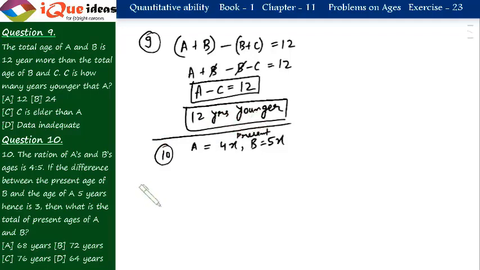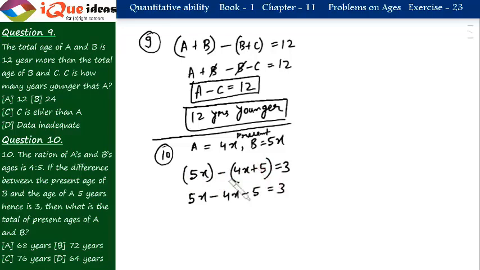Alright. Now the question says the difference between the present age of B, that is 5x, and age of A 5 years hence. Present age of A is 4x, so 5 years hence it will be 4x plus 5, and their difference is equal to 3. Solve this. So 5x minus 4x minus 5 equal to 3. So we get x equal to 5 plus 3, that is 8.